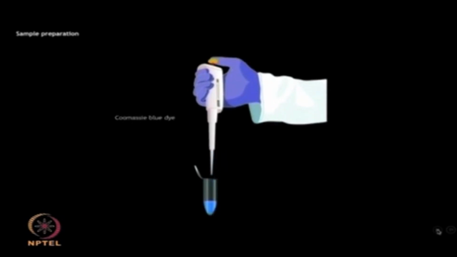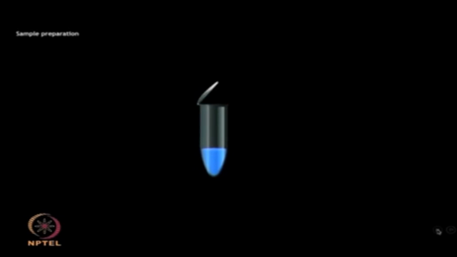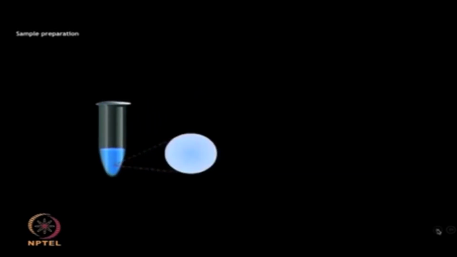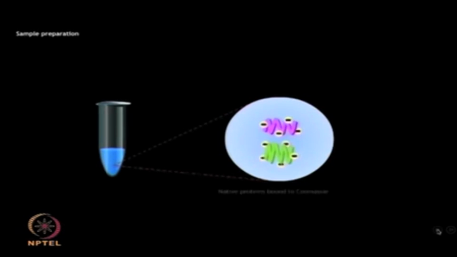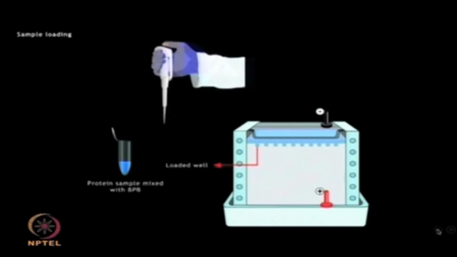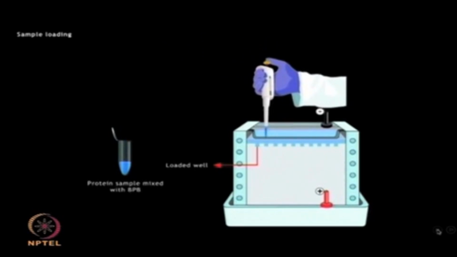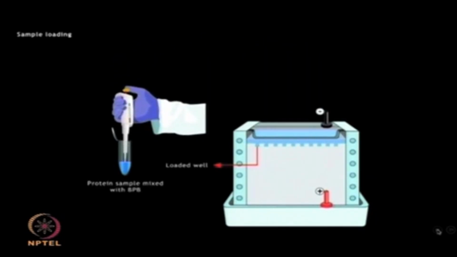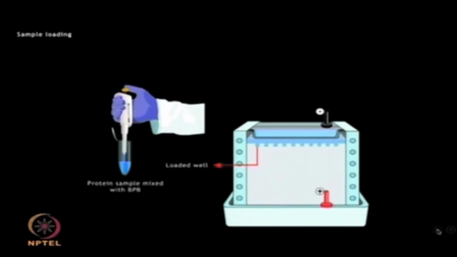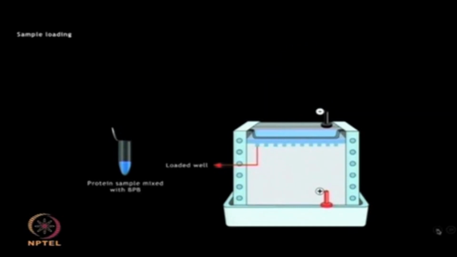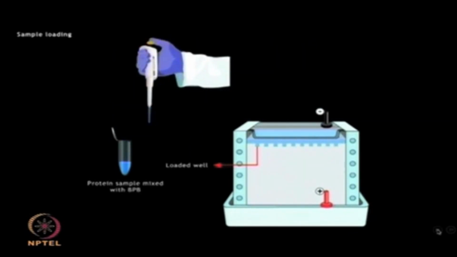Sample preparation. The protein sample present in a suitable buffer is mixed with Coomassie blue dye, which provides the necessary charge to the protein complexes, thereby facilitating their separation in the gel. Unlike SDS, the dye does not denature the protein, but binds to it in its native state. The protein samples are then loaded into the wells with the help of a micropipette. As shown in the animation, you have different wells to load different protein samples. You can use one of the wells to add known or standard markers, and other wells can be used to separate the unknown proteins.